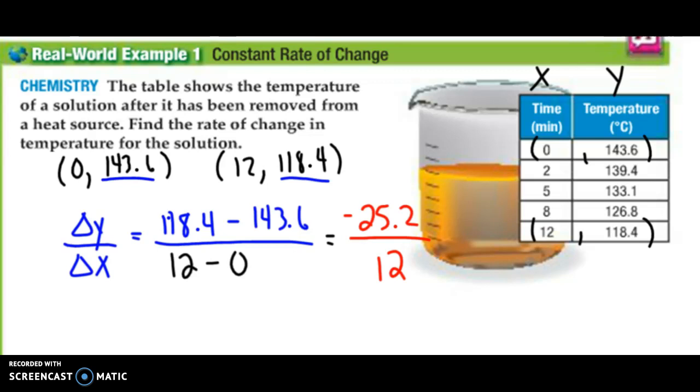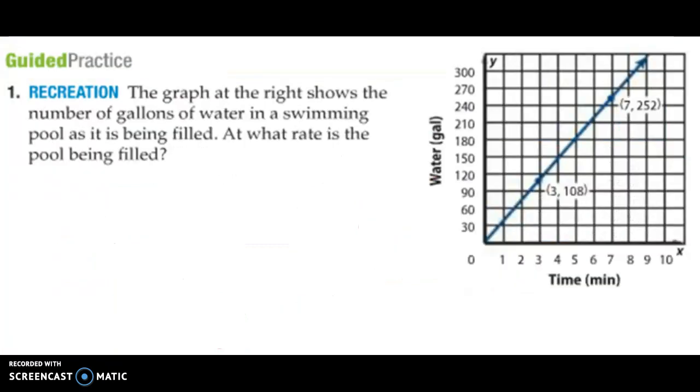Now, we probably want to figure out what this is on its own. So we take negative 25.2 and divide it by 12. And we find that the rate of change, delta y over delta x, is going to be negative 2.1, which means for every minute, my temperature is going down 2.1 degrees. Here's a guided practice problem. Find the rate of change between the 2 points shown.